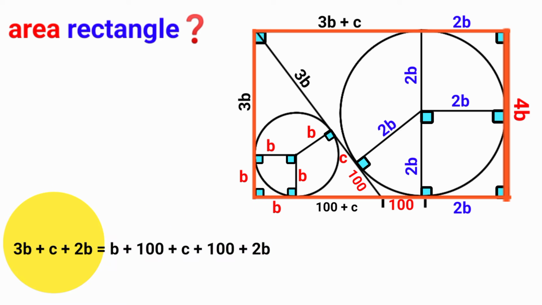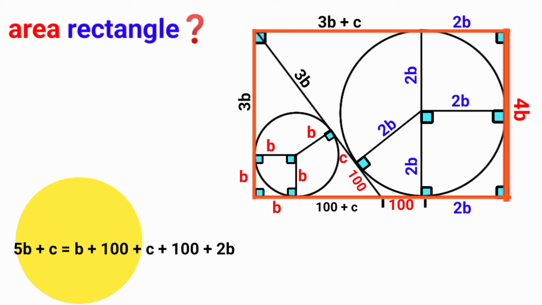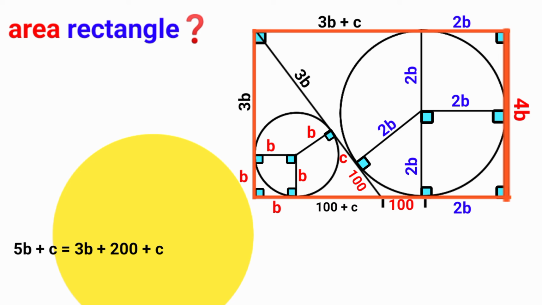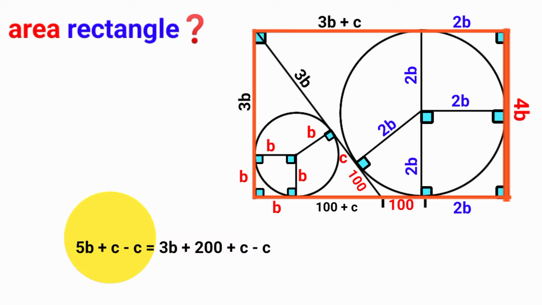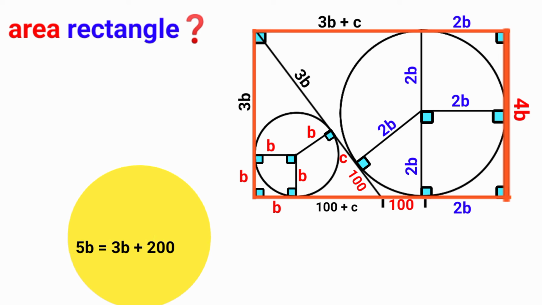Here 3b plus 2b is 5b, while here 100 plus 100 is 200. b plus 2b is 3b. So 5b plus c equals 3b plus 200 plus c. Subtract c from both sides. Here c minus c is 0, and here also c minus c is 0. So 5b equals 3b plus 200.